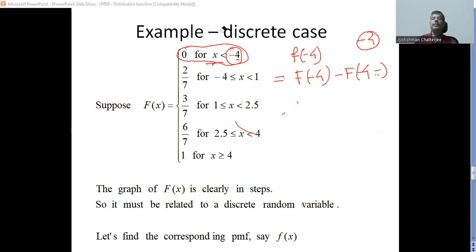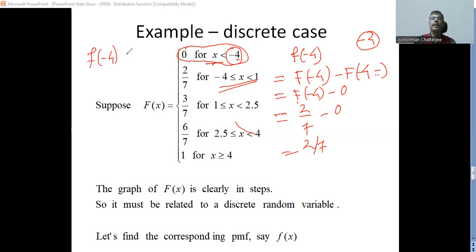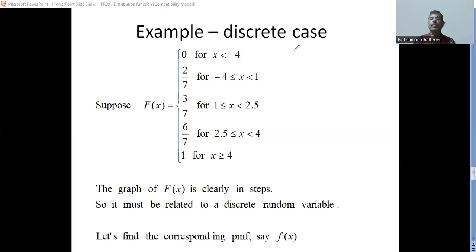So f of -4 minus 0, and how much is f of -4? That is given by this range. F of -4 will be given by this range, and in this range, f value is 2 by 7. That's why this is 2 by 7 minus 0, that is 2 by 7. So we have already got f of -4 is equal to 2 by 7.